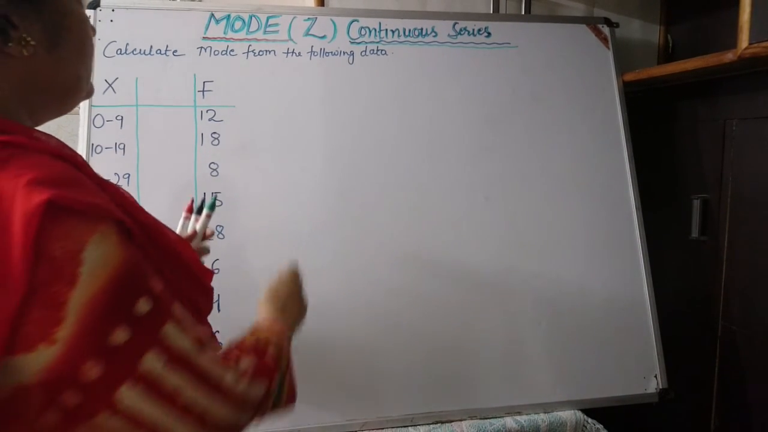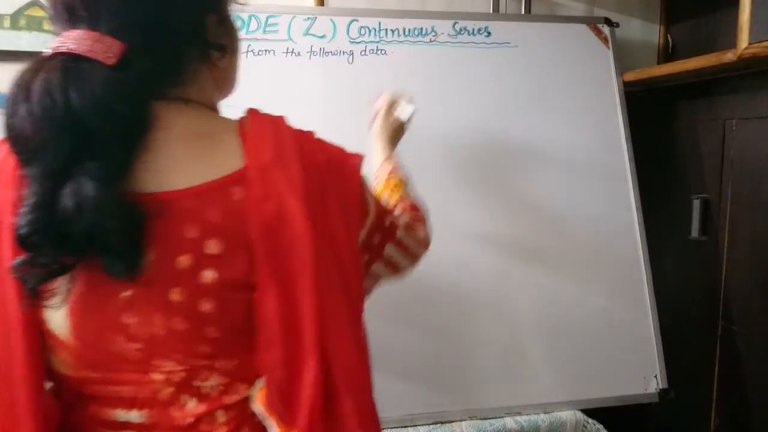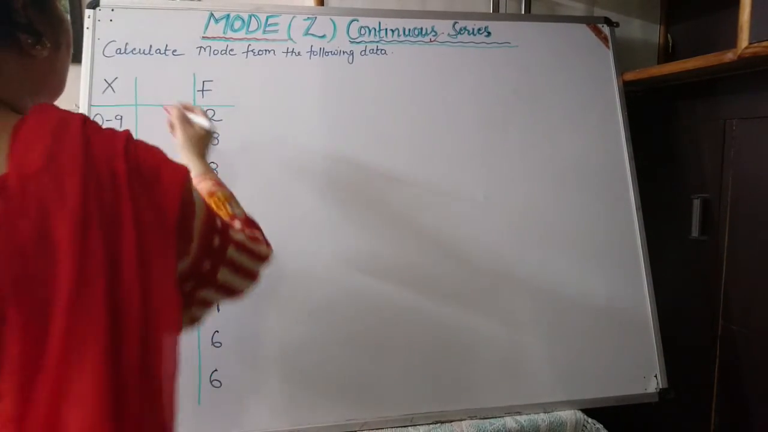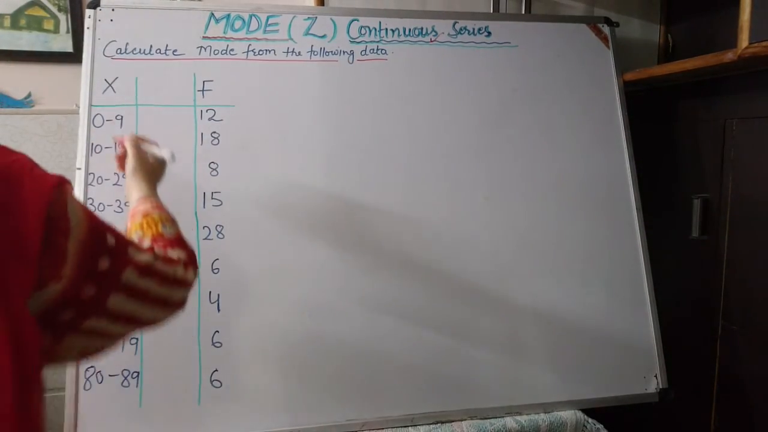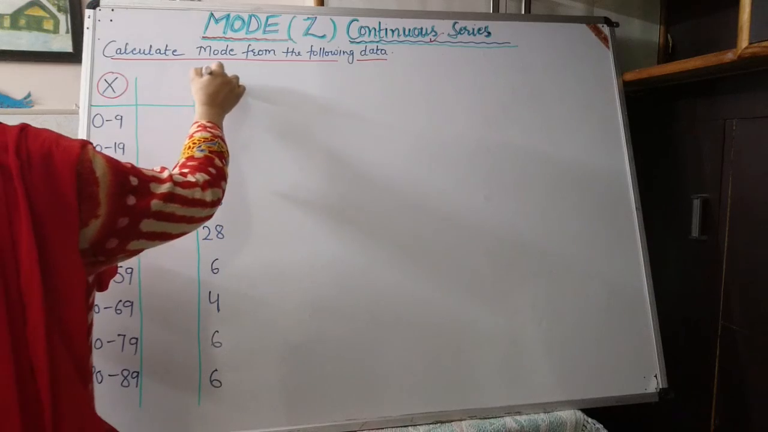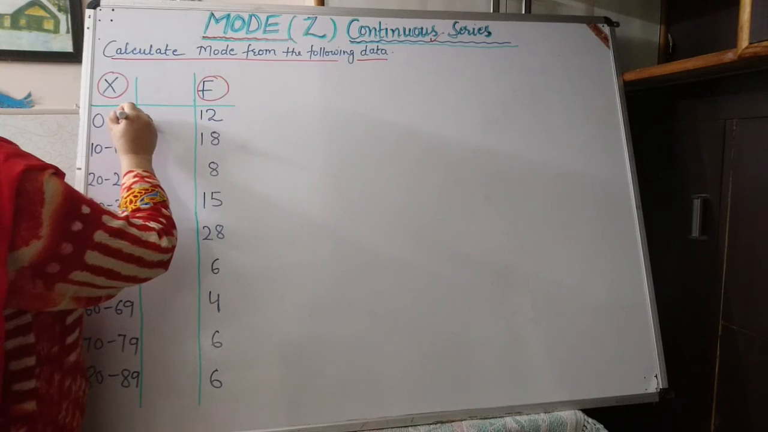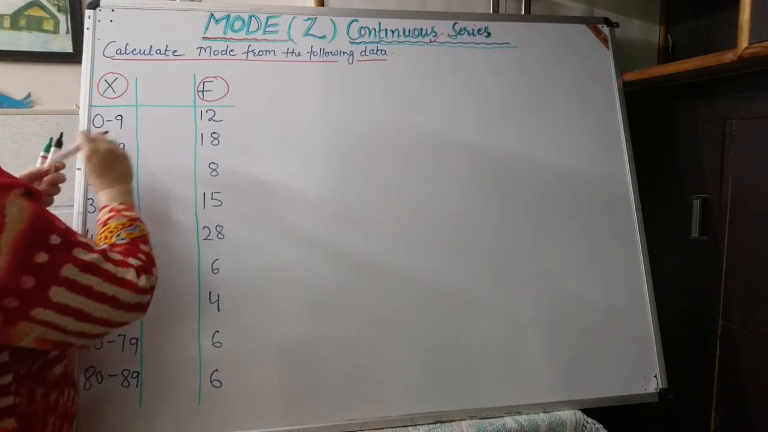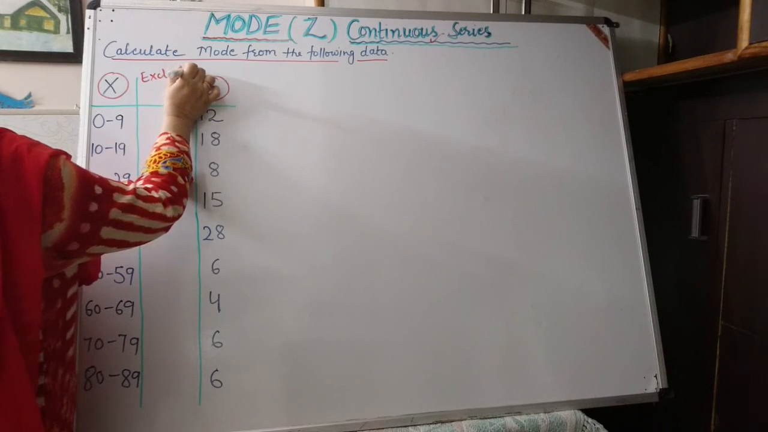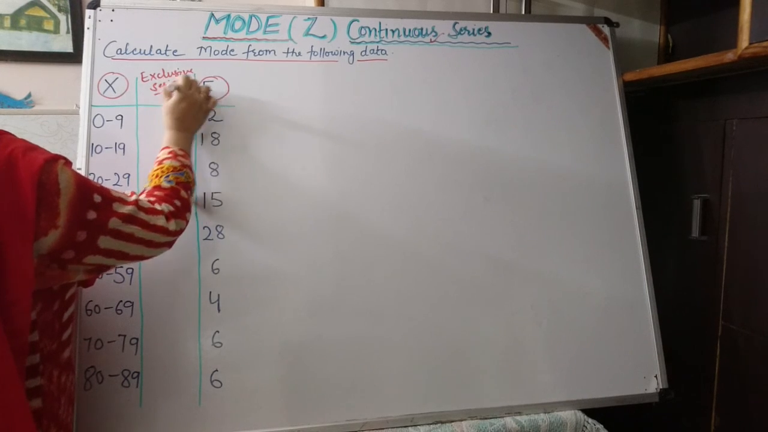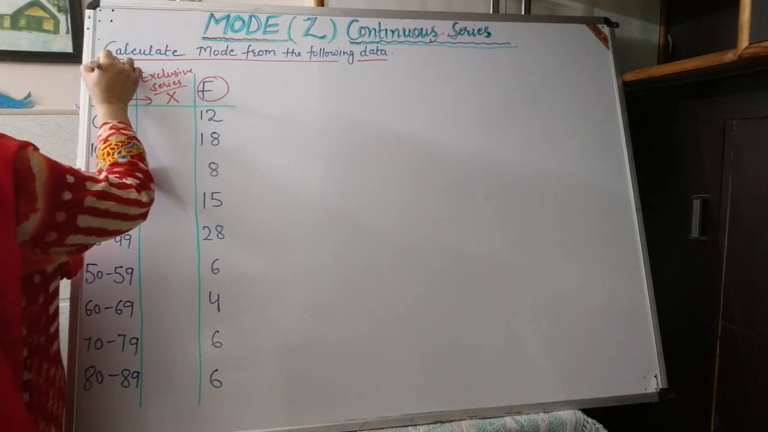In this video we will clear calculation of mode in continuous series. Here the statement is given: calculate mode from the following data. The values of x and f are given, and the values of x are given in an inclusive series. We have to prepare an exclusive series. We will convert this inclusive series into an exclusive series.